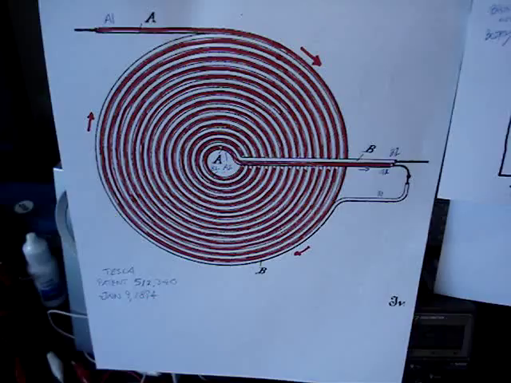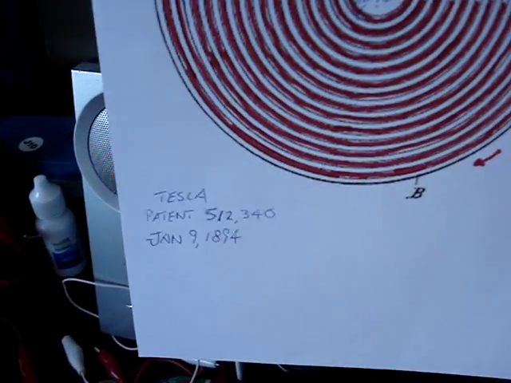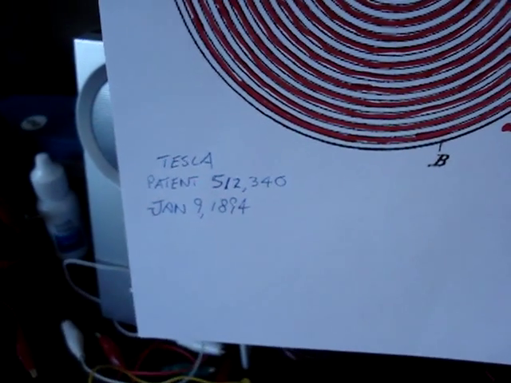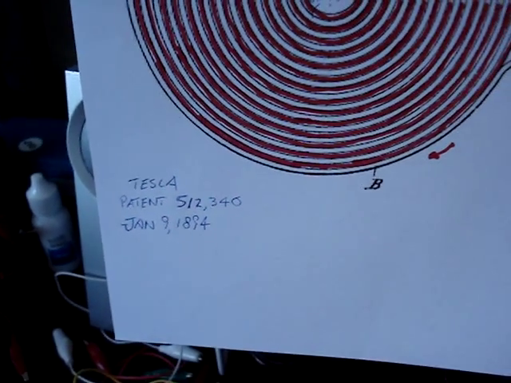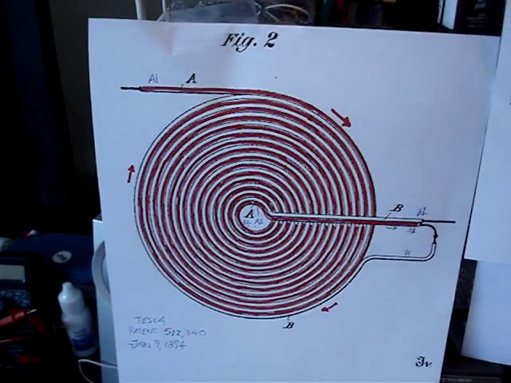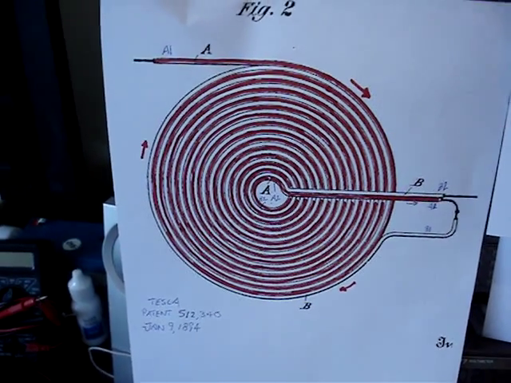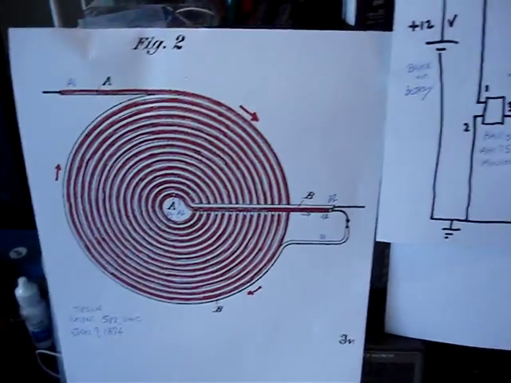So here is the bifilar from the Tesla patent of 512,340 from January 1894. It shows how the two coils are in series, and they're spiral, and they're interleaved. So you can see that. And then here's the circuit.